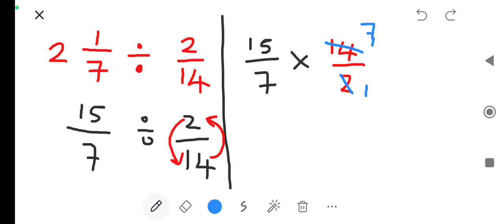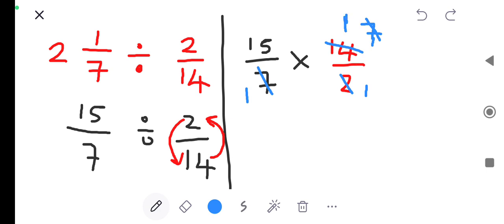Alright? Now, you check the diagonal. Apart from 1, there is a number that can divide both 7 and 7, and that number is 7 itself. So we are going to divide by 7. 7 divided by 7 is 1. 7 divided by 7 is 1.